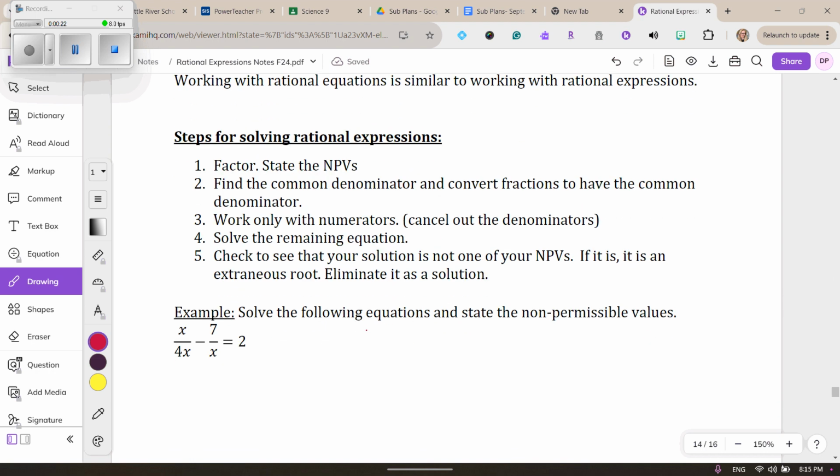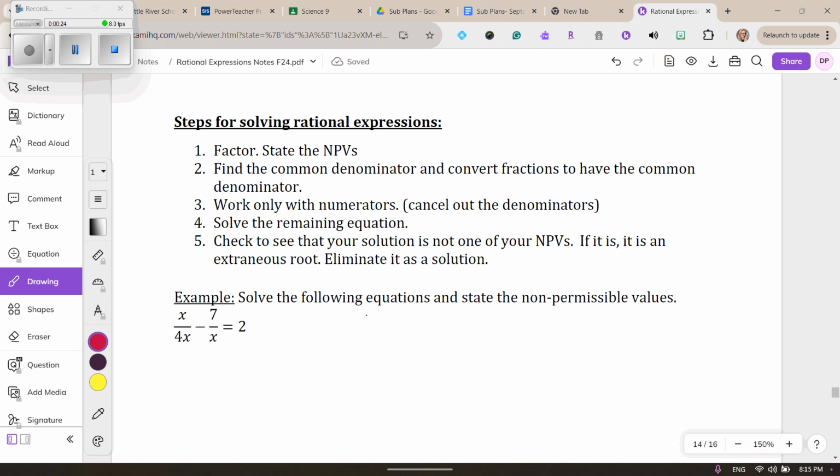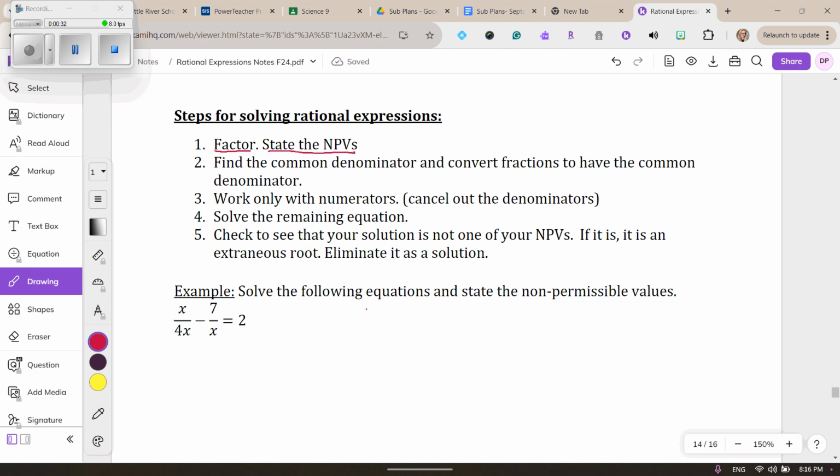So my steps for solving rational equations are listed. Our first step, you probably won't be surprised, is going to be to factor and state the NPVs. Sometimes you won't be able to do this, so if you can't factor, you can skip this step, but please don't forget about those NPVs.